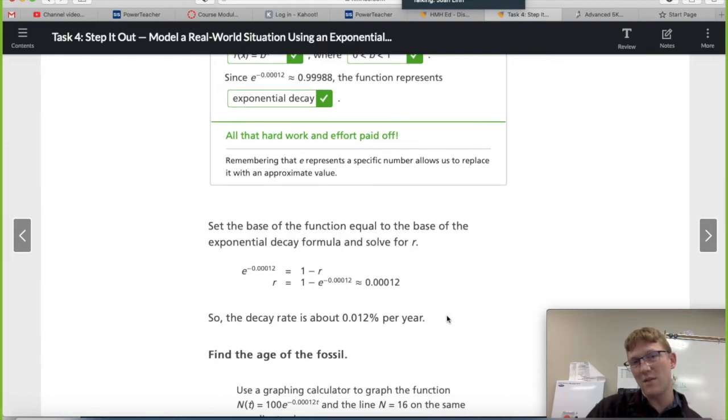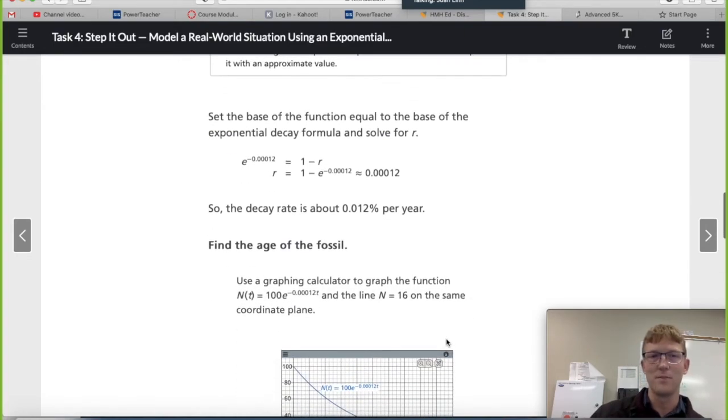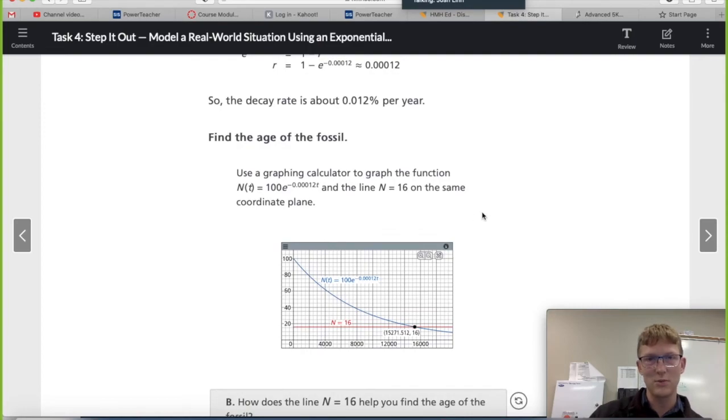So that was just the rate of decay. Paleontologists aren't really going to pay attention to that. They do care how fast something is decaying, but they really want to know how old the fossil is. So that's what I'm going to focus on. We would have to use a graphing calculator to graph the function. So I'll go ahead and graph that.